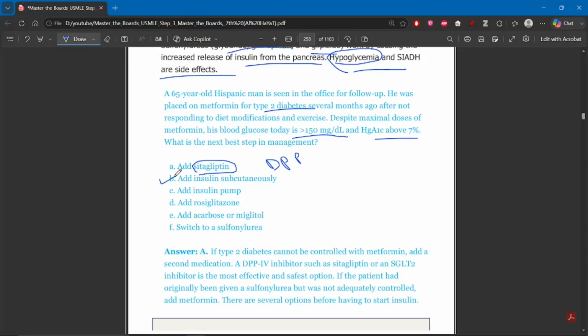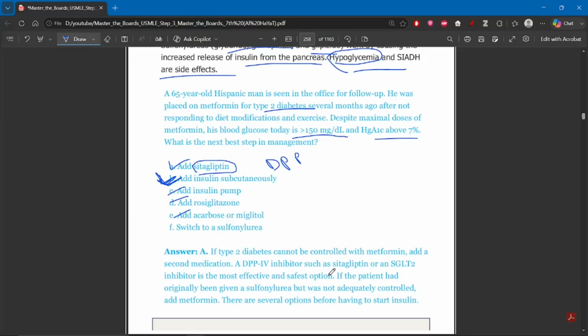Insulin is the last resort, so you don't go for that. This is an L, okay, this is not a tick. This is a tick. This is an L. And so this is the last resort. Insulin pump again, this is not the next step. Prednisone is again not the next step. Acarbose is not the next step, and you don't give sulfonylureas because they have a lot of side effects.